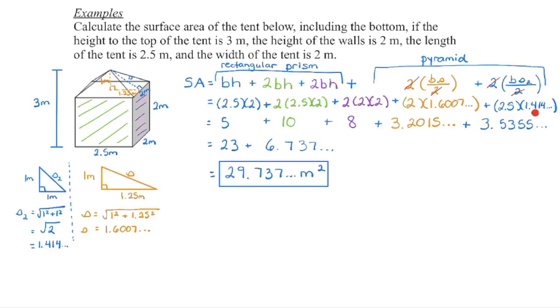So I've substituted that in here. And then when I multiply them, I get 3.53, etc. These two measurements added together are going to give me the surface area of the pyramid, those 4 triangular faces. And then I'm going to add that measurement to the surface area of the prism, and I'm going to get the total surface area of the tent.